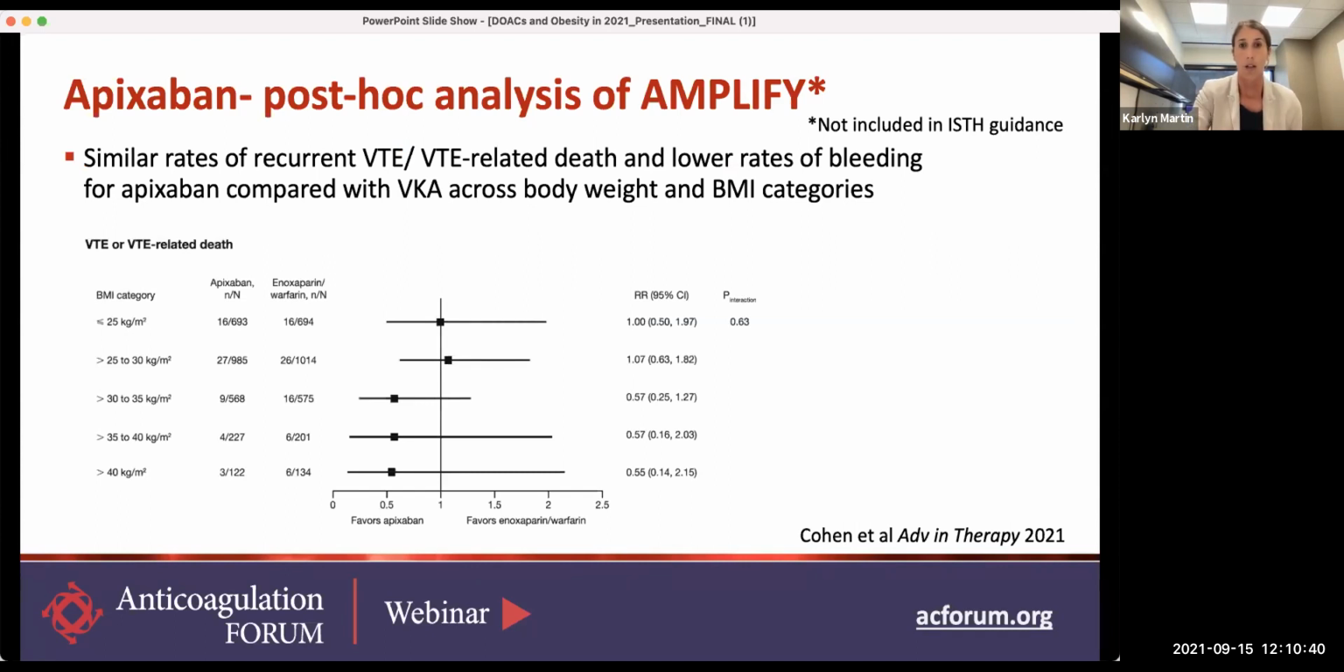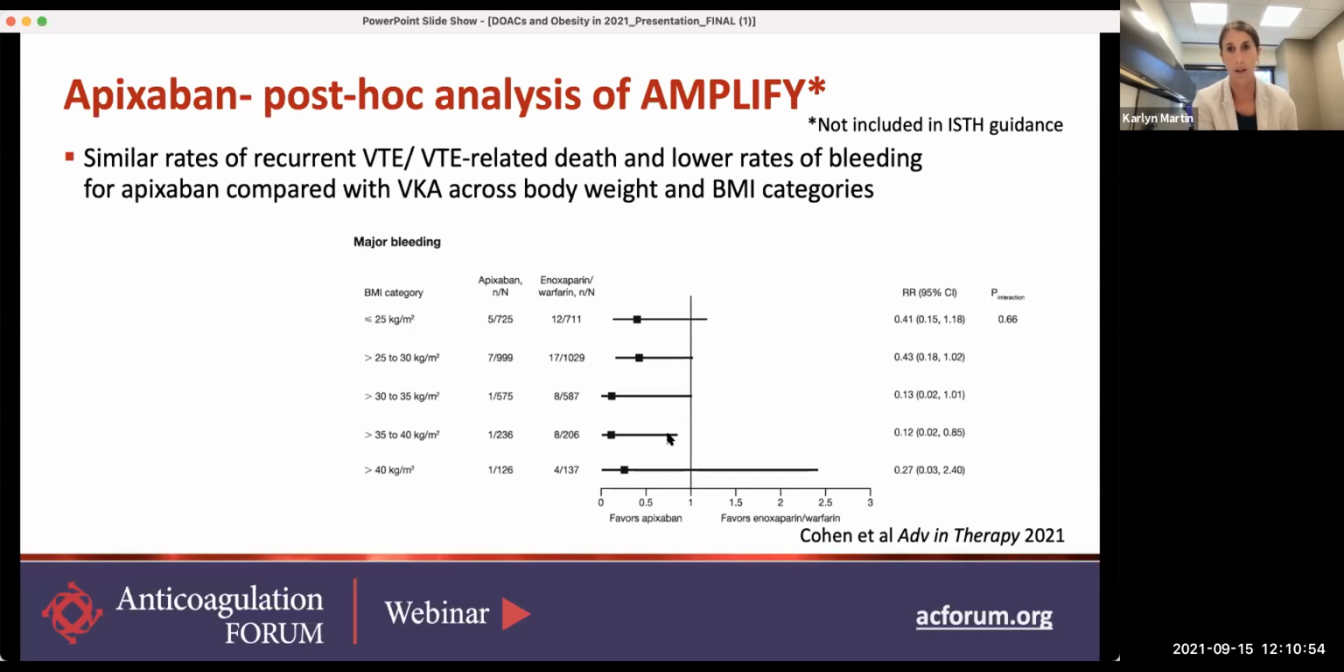Sorry, here we see this in the forest plot, with increasing BMI toward the bottom of this table, and you can see no significant difference in recurrence rate. And here are the plots for major bleeding. Again, the obese patients fall at the bottom of the graph, with no significant difference, although a trend towards lower rates of major bleeding. And this held similar across BMI and weight categories.